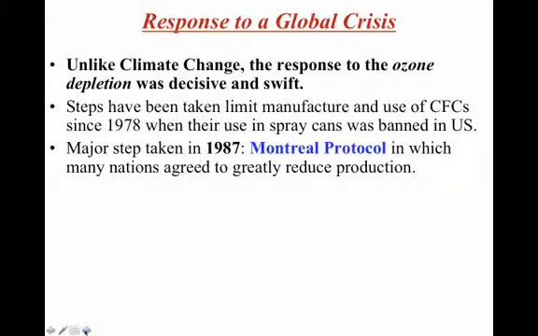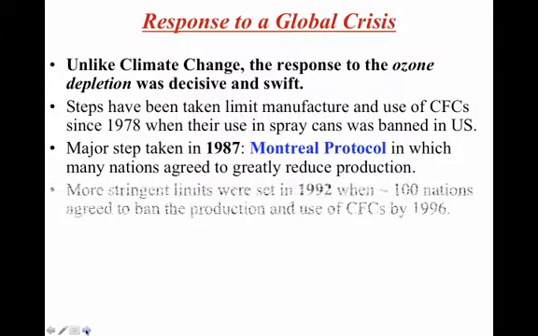And then in 1987, the global response came from the Montreal Protocol, and many nations agreed to greatly reduce production. It took a little while because the substitutes were not readily available, but they did come. And more stringent limits were set in 1992, and there was a complete ban of CFCs by 96. So from the first notice of the thinning to their being banned was about 2 decades. And that's pretty fast when you have this whole world you have to respond to.